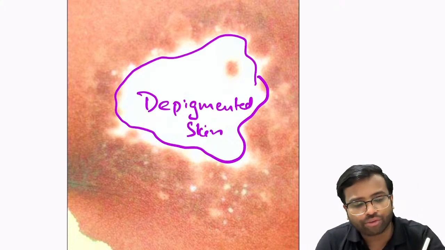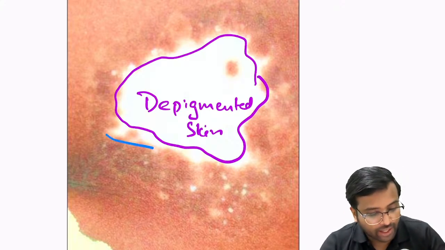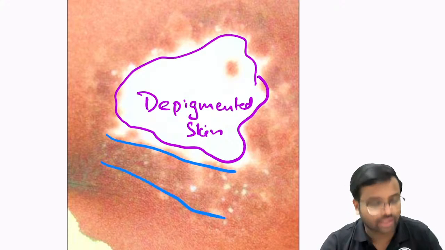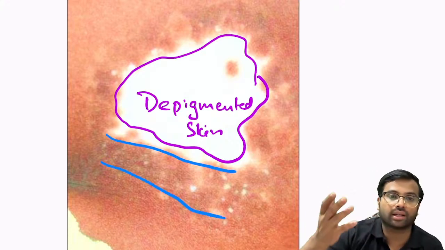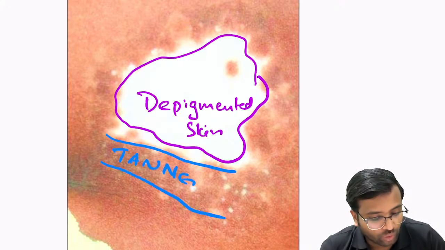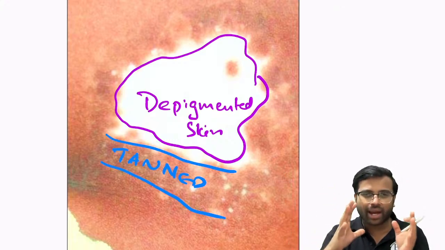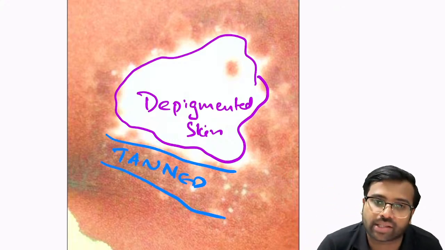Now, just after the deep pigmented skin, if you carefully observe, what do you see? Here, this area is more darker. This is the tanned skin. Okay, when you go to the sun, there is some tanning, right? So tanned skin or a darker skin I can see.